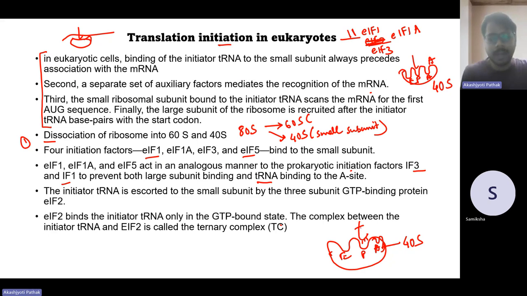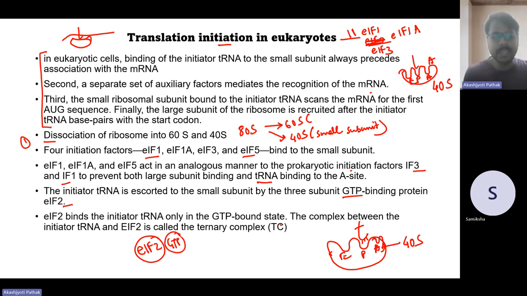So that my first tRNA binds at the P site, the A site and E site remain occupied by these initiation factors. And the initiator tRNA is escorted to the small subunit by the three-subunit GTP binding protein EIF2. EIF2 binds the initiator tRNA only in the GTP bound state. I will explain this in the next slide.